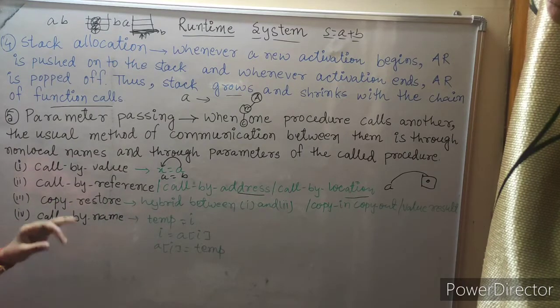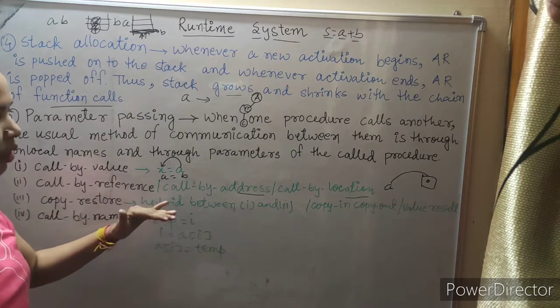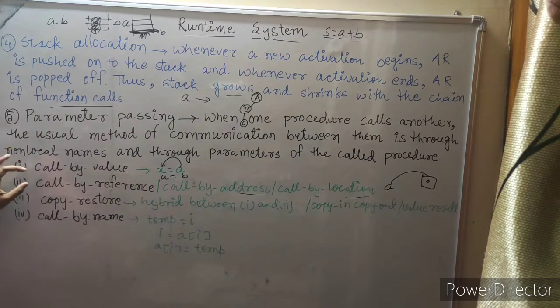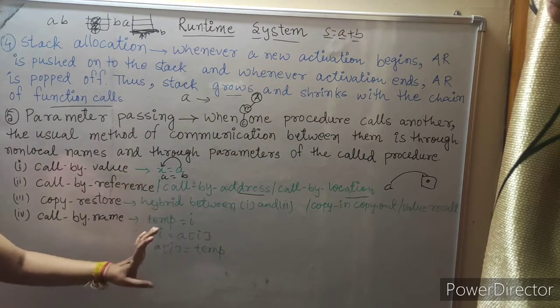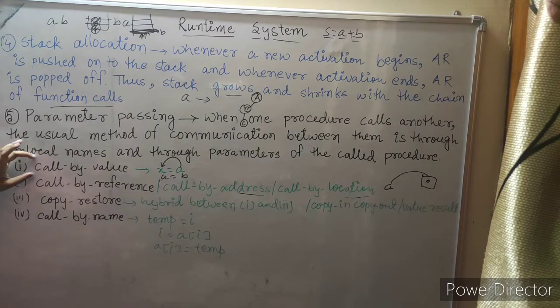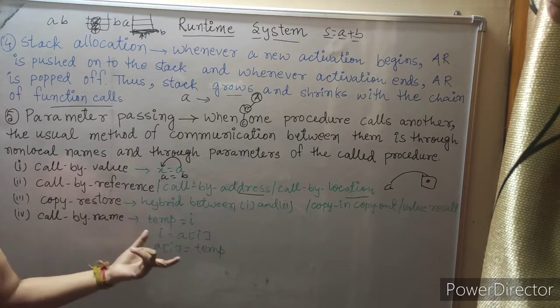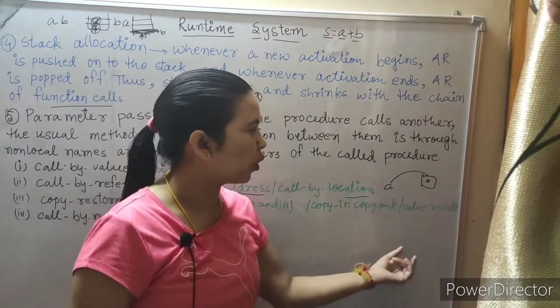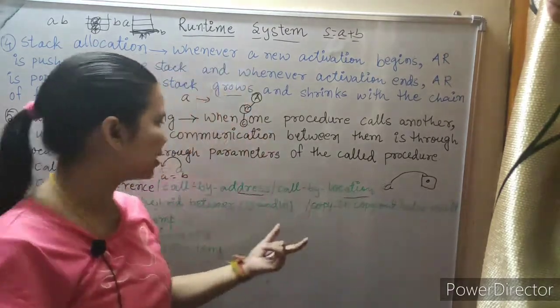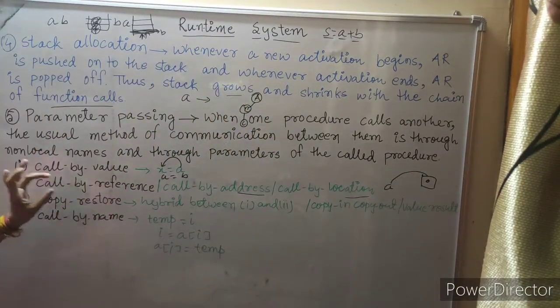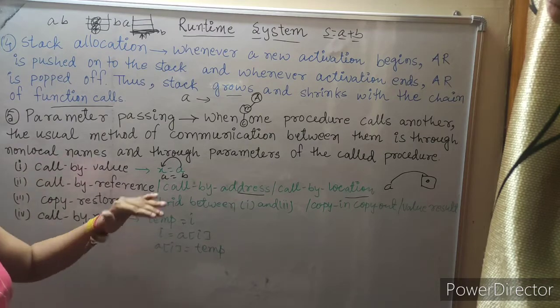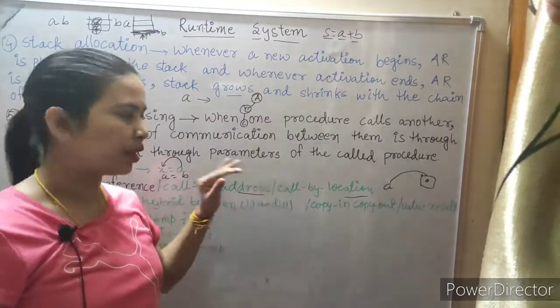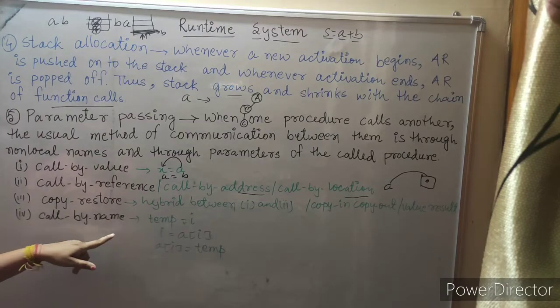Now copy restore. The copy restore method is called a hybrid between call by value and call by reference. It is the hybrid, which is merged between call by value and call by reference. Copy restore's another name is copy in, copy out, or value result. This is another name of copy restore. That means we are copying it and then we are storing it somewhere. This is the restore.